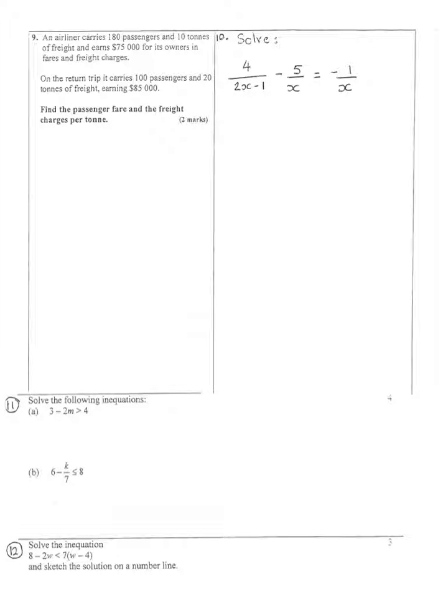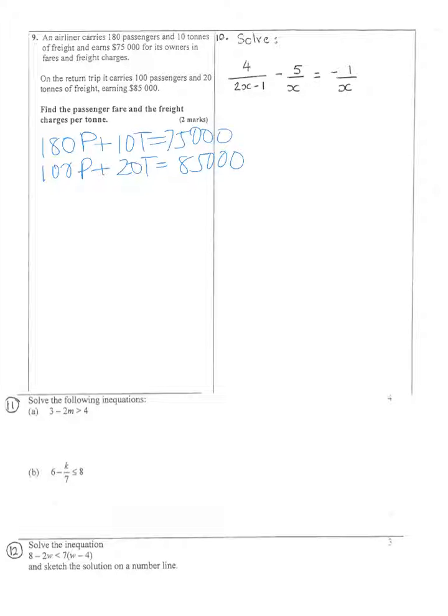Okay, 9. An airliner carries 180 passengers and 10 tons of freight and earns that. So 180p, p being the cost of each passenger, plus 10t, the cost of each ton, must equal 75,000, while 100 passengers plus 20 tons equals 85,000.